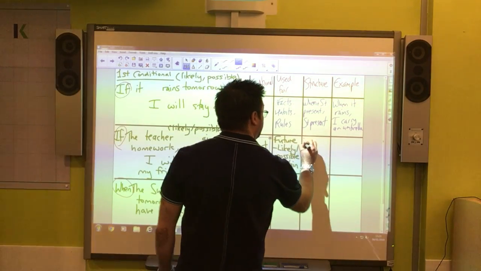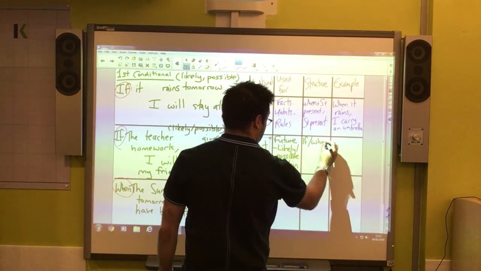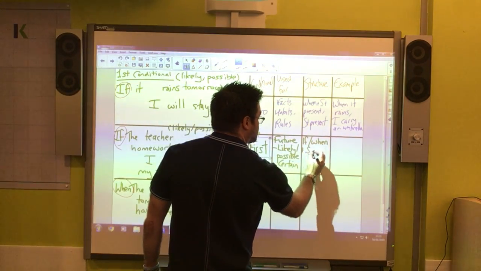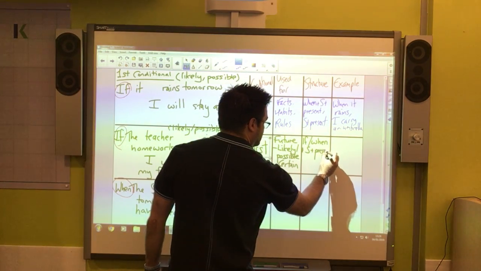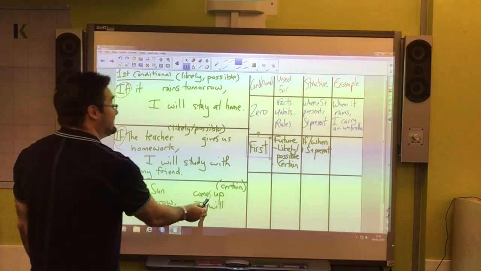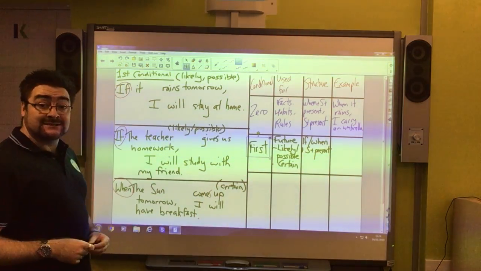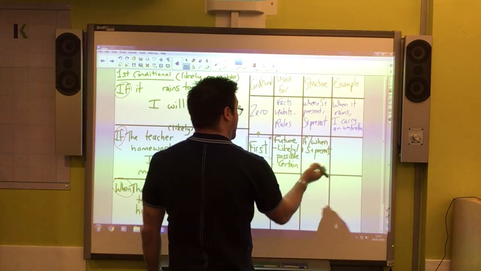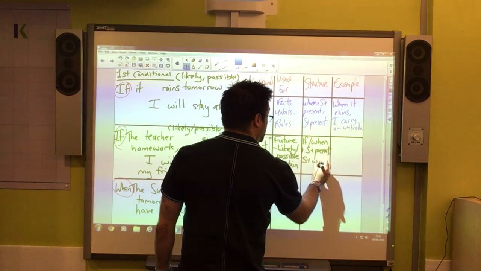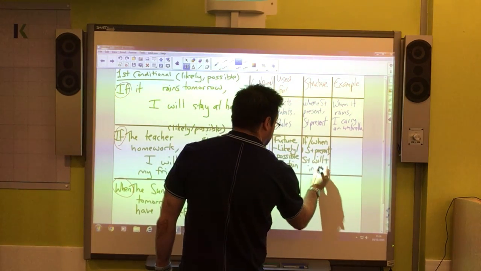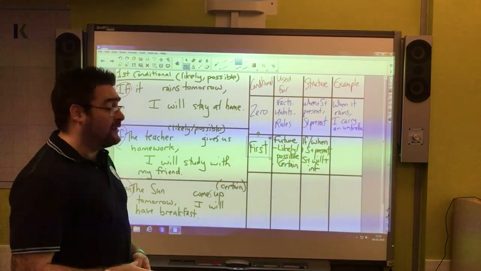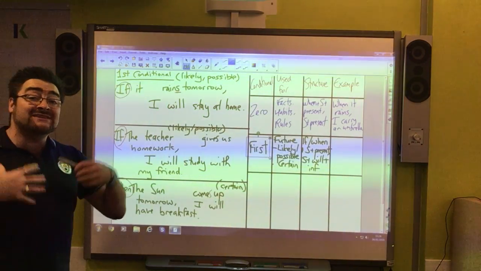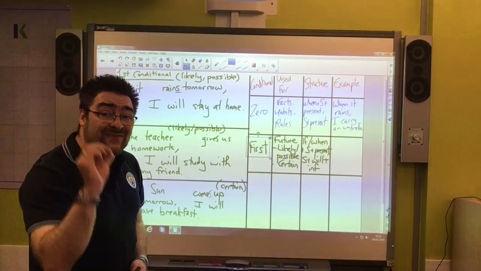Okay? Your structure, we've got if or when. Remember, if for likely or possible, when for certain, plus subject, plus present. Notice that we had to add that S in these cases. Then we have a comma, and then we have subject plus will plus infinitive. Now this is where it's really important. The first half of the sentence, we are using the S's. But in the second half of the sentence, you are using the infinitive.